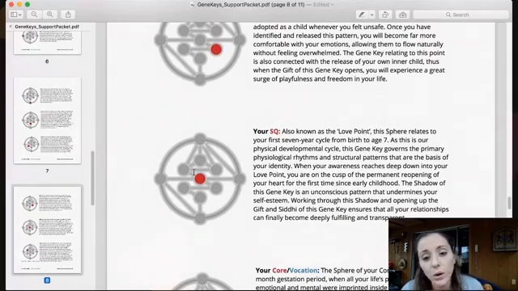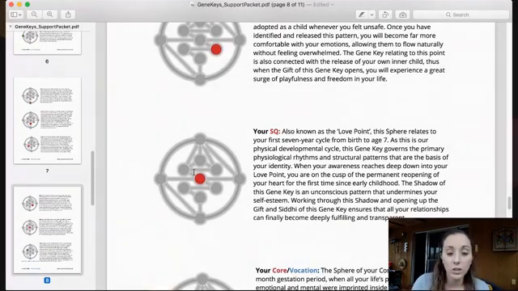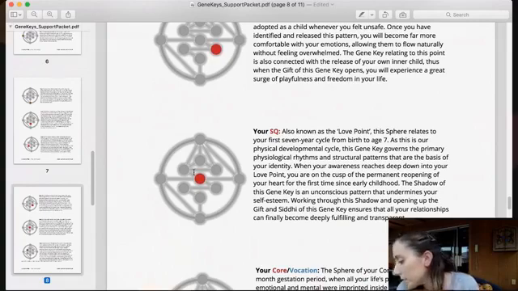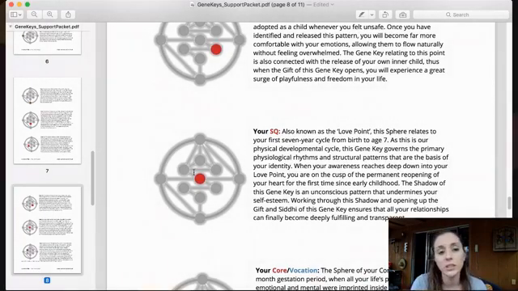Working through the shadow and opening the gift in the city of this gene key ensures that all your relationships can finally become deeply fulfilling and transparent. So that's your love point, your self-esteem, your self-worth, all that stuff. Mine is 16.6. So I have indifference, versatility, and mastery with mine.